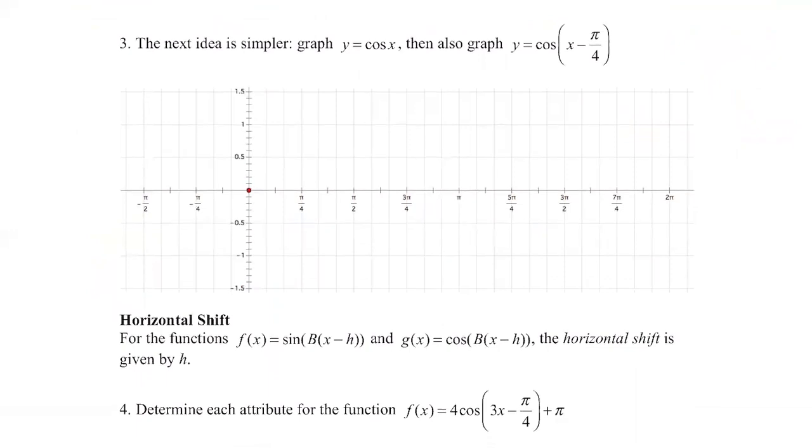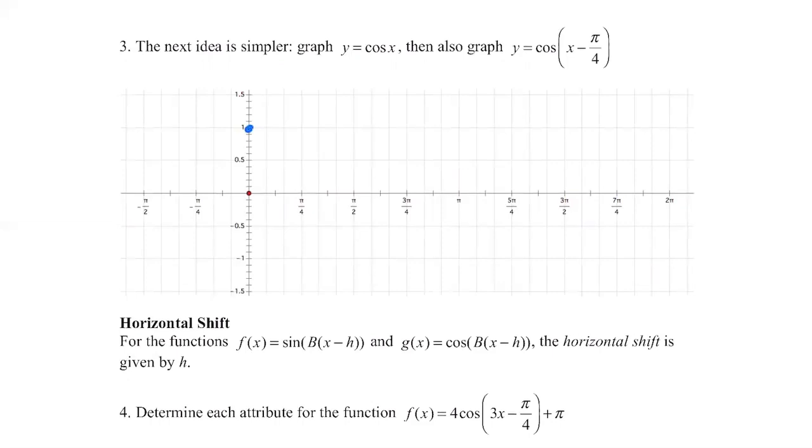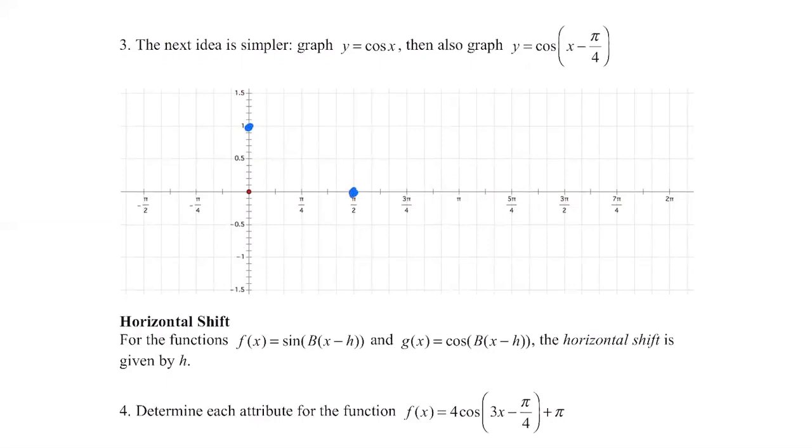The next idea is simpler. We're going to graph y equals cosine of x. Then we're also going to graph y equals the cosine of x minus pi over 4. Okay, remembering our values of cosine. The cosine of 0 is 1. The cosine of pi over 2 is 0. The cosine of pi is negative 1. The cosine of 3 pi over 2, it's 0. And the cosine of 2 pi is once again 1. So applying the curve, you get that.